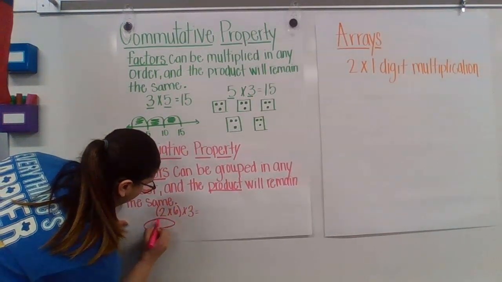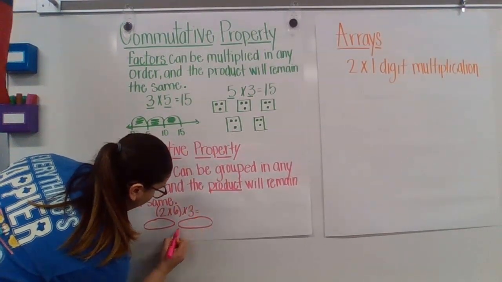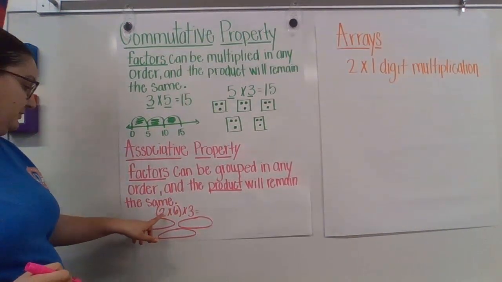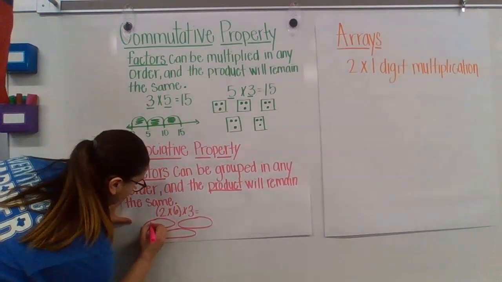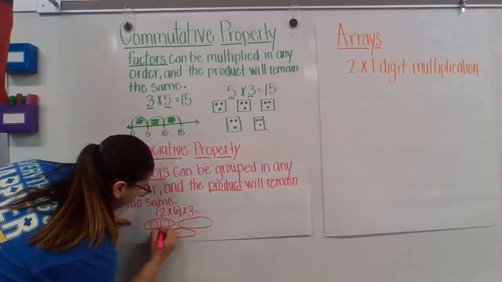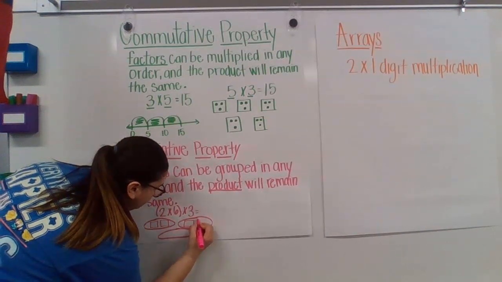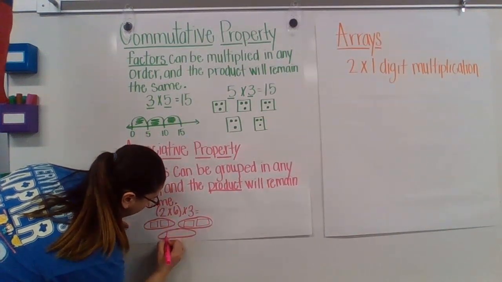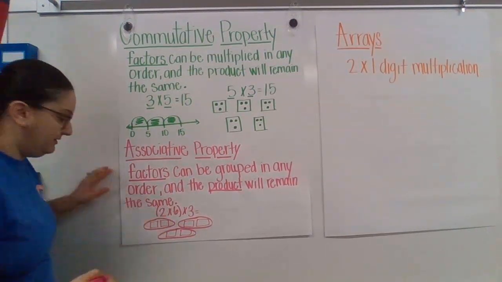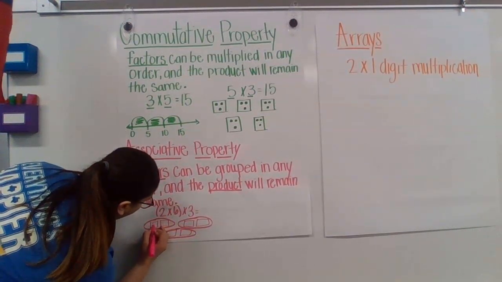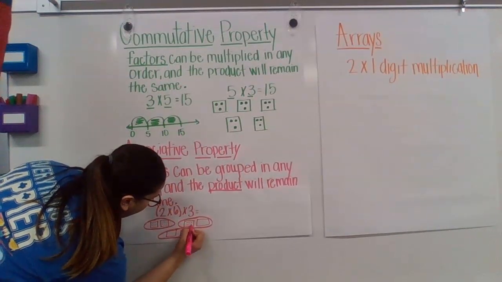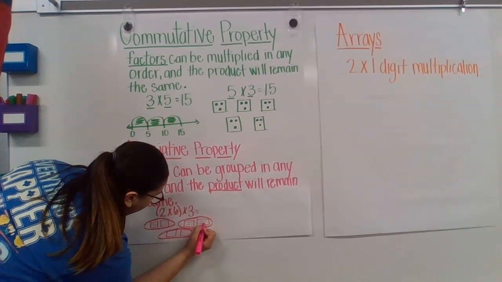So I have one, two, three. And then inside the groups, I'm going to have two groups. And then inside those two groups, I'm going to put six. One, two, three, four, five, six in each.